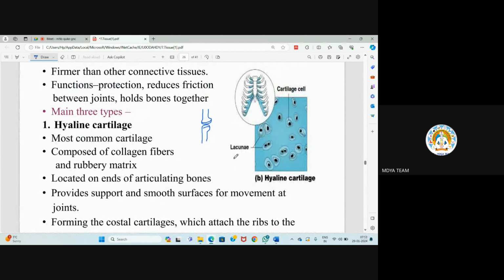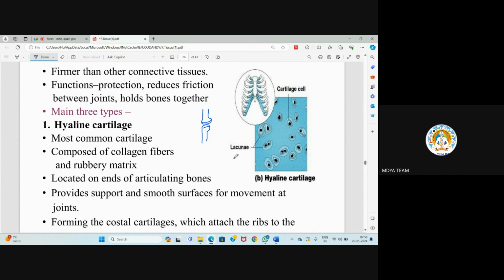Ma'am, would you please explain the rubbery matrix? What does it mean? Rubber, you all know rubber. Yes, the matrix one, ma'am. What is matrix here? Most common cartilage composed of collagen fibers and rubbery matrix. Matrix means composition here. The composition of collagen fiber is rubbery. The properties of rubber are almost similar to this hyaline cartilage.